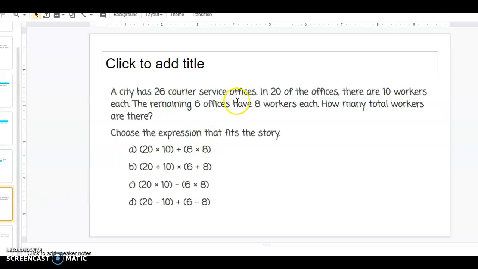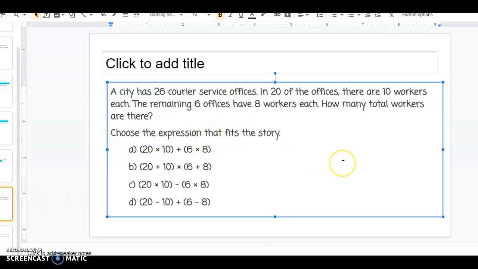So the next one I have is: a city has 26 courier offices, which means like post offices. In 20 of the offices, there are 10 workers each. The remaining 6 offices have 8 workers each. How many workers are there? This is a little bit more complex. So I want you to take a moment, pause the video, and think about what you have and how you could figure out how many total workers I need.